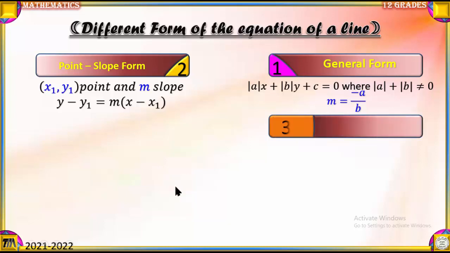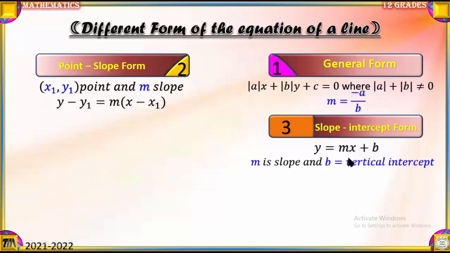The third one is slope intercept form, y equals mx plus b. If we have slope and vertical intercept, we use this form to find the equation of the line.